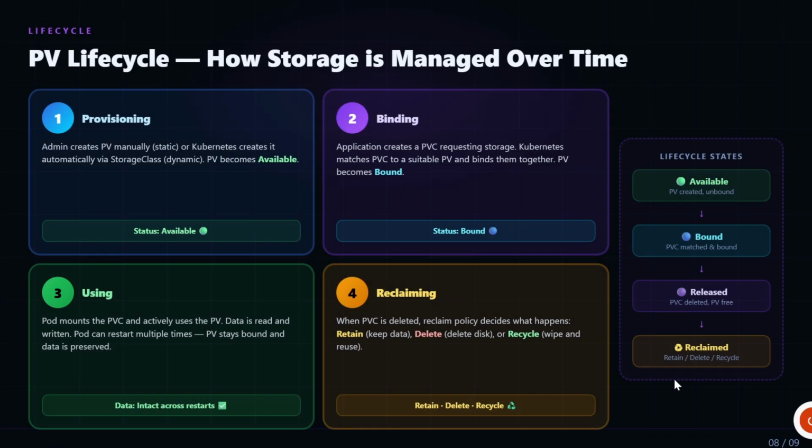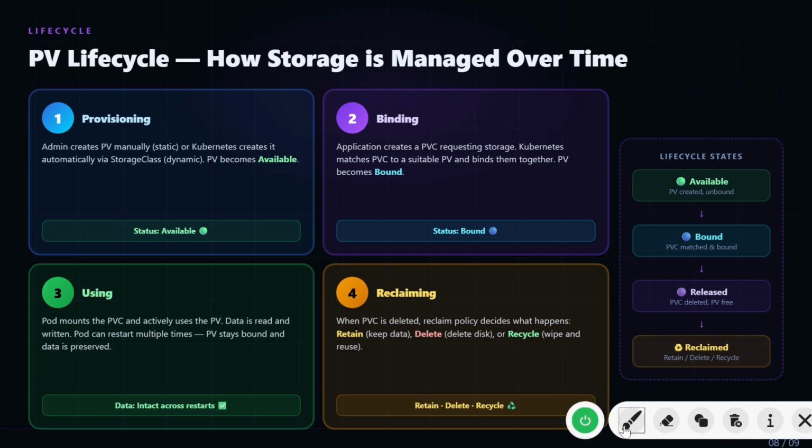Now let us understand the persistent volume life cycle, how exactly the storage is managed over time. There are primarily four stages: available, bound, released, reclaimed. Available means provisioning of a persistent volume. Here admins create persistent volumes manually, which is the static method, and Kubernetes also creates them automatically via storage classes, which is the automatic dynamic process. Once it is created, the persistent volume becomes available.